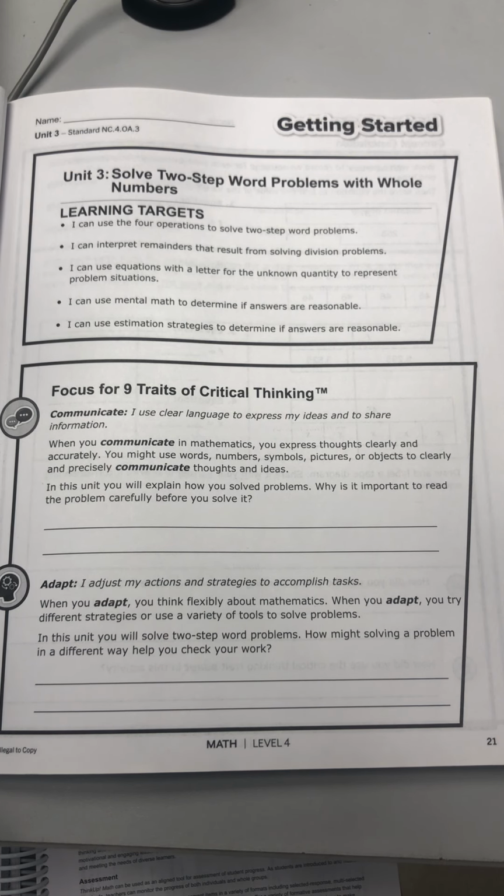Let's look at the second one, adapt. I adjust my actions and strategies to accomplish tasks. When you adapt, you think flexibly about mathematics. When you adapt, you try different strategies or use a variety of tools to solve problems. In this unit, you will solve two-step word problems. How might solving a problem in a different way help you check your work? Write it down.